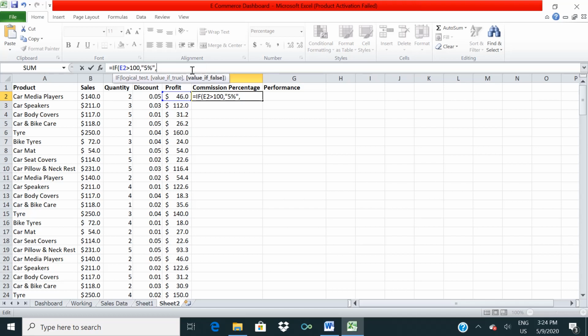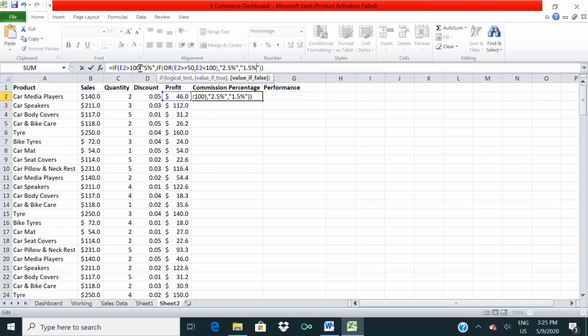Else, if in OR operation E2 greater than or equal to 50, E2 less than 100, it will be 2.5%. Else, if these two criteria are not satisfied, then it will be 1.5%. So generally the IF function takes three arguments.